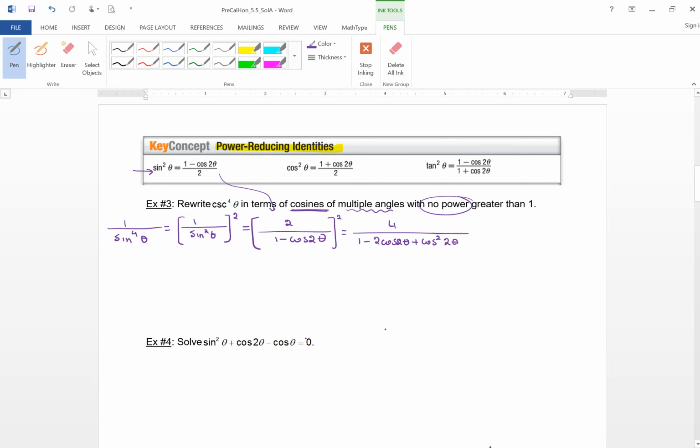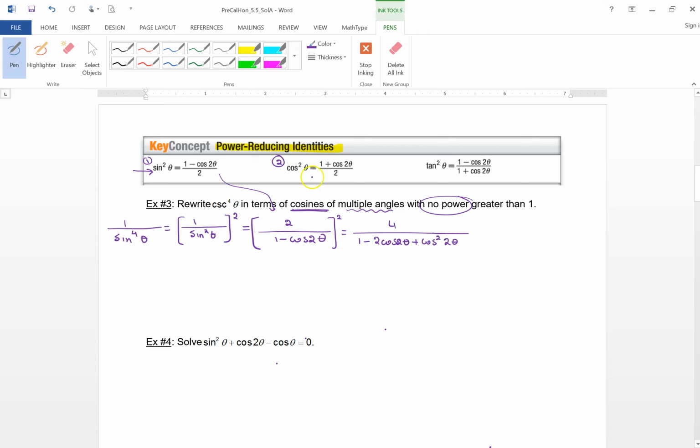Okay, so I'm good here. This is an issue. I still have a power greater than 1, so I have to apply another identity. Now, here I have a cosine squared. Where is my cosine squared identity here? Right there. So if I call this number 1, I'll call this the number 2 identity. What I'm going to do is substitute that into here.